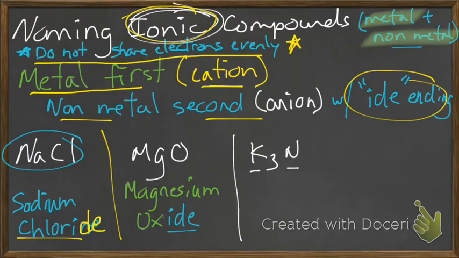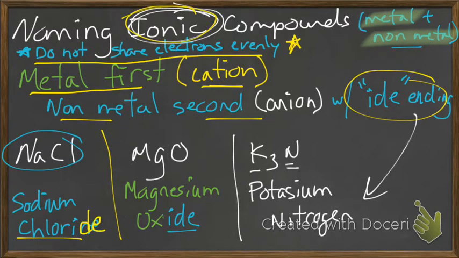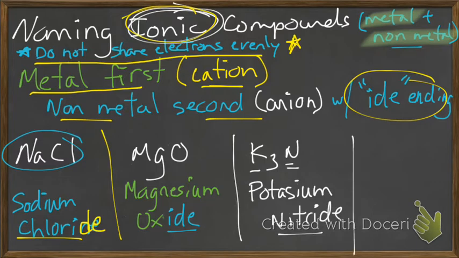Last one here, I've got K and N. That's interesting, eh? K is the one that always throws people off. Potassium. And N is nitride. Well, N is actually nitrogen, so I'm going to write nitrogen. And then keep in mind the IDE ending. Nitride. Okay. So these cases are all pretty straightforward.